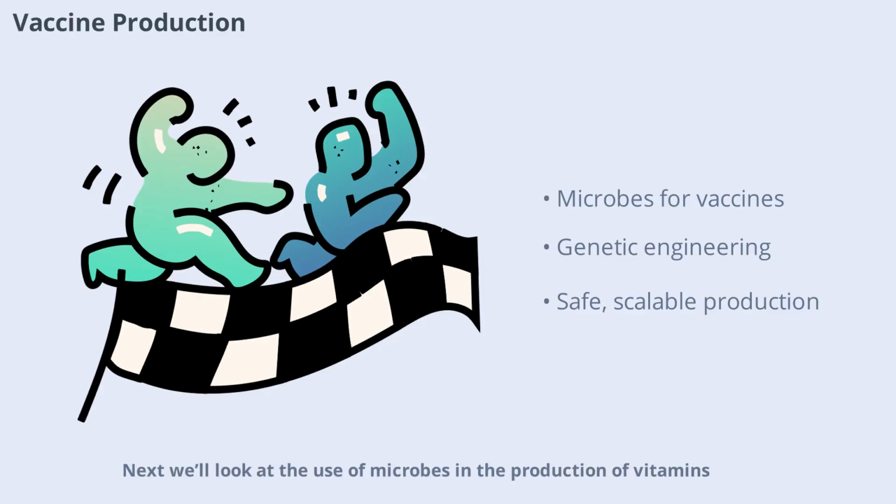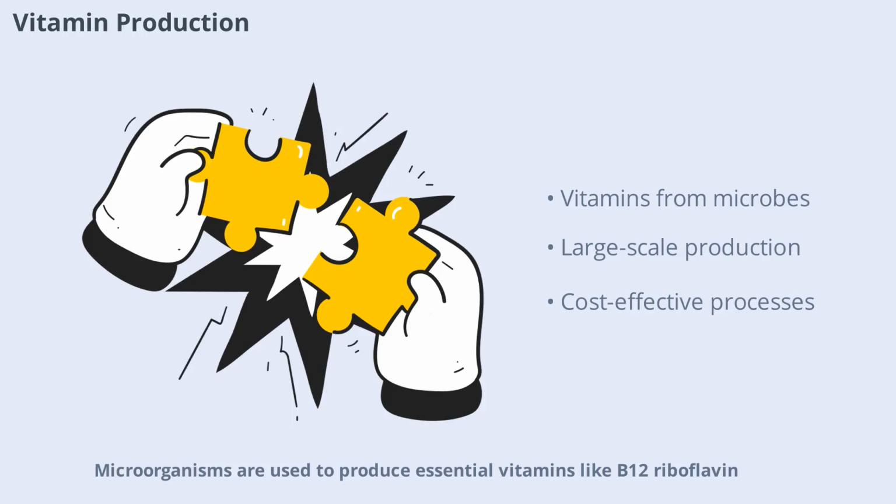Next, we'll look at the use of microbes in the production of vitamins. Microorganisms are used to produce essential vitamins like B12, riboflavin, and vitamin C. Fermentation processes allow for large-scale, cost-effective production of these nutrients. Microbial vitamin production supports the food, pharmaceutical, and supplement industries. Advances in metabolic engineering are improving yields and reducing costs.